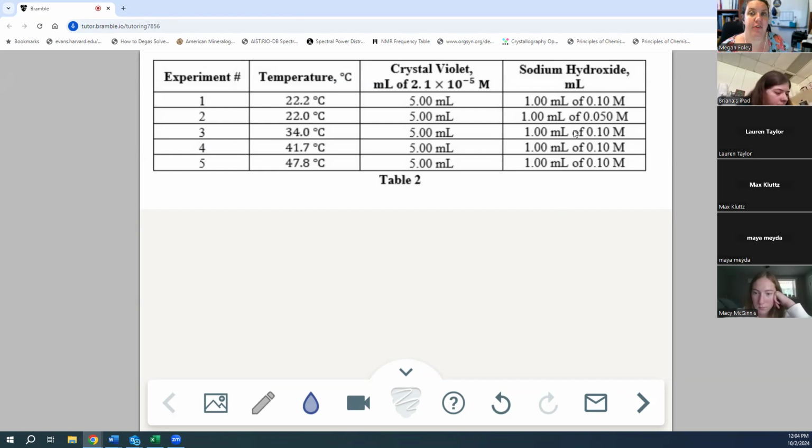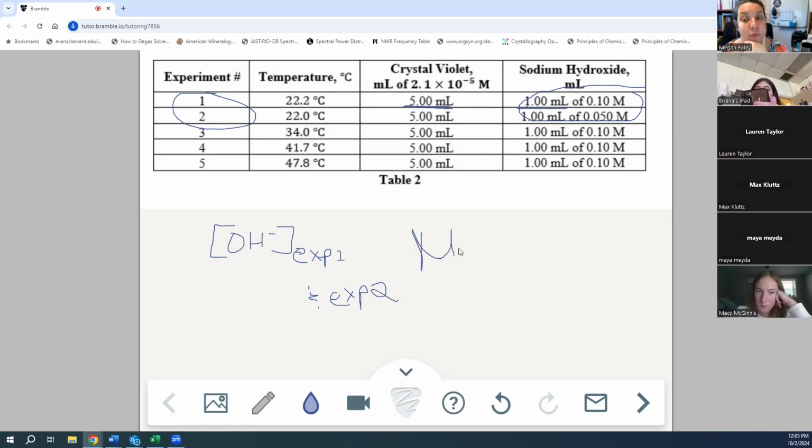In this next part, we're trying to figure out what the order is with respect to sodium hydroxide. In experiments 1 and 2, we change our concentration of sodium hydroxide. However, we need to figure out what the concentration of sodium hydroxide is at the start of the reaction. So we have to keep in mind that we are adding 5 milliliters of sodium hydroxide, 5 milliliters of crystal violet and 1 milliliter of sodium hydroxide. I'm using this to find our sodium hydroxide concentration for experiment 1. So you're going to do it for experiment 1 and experiment 2.